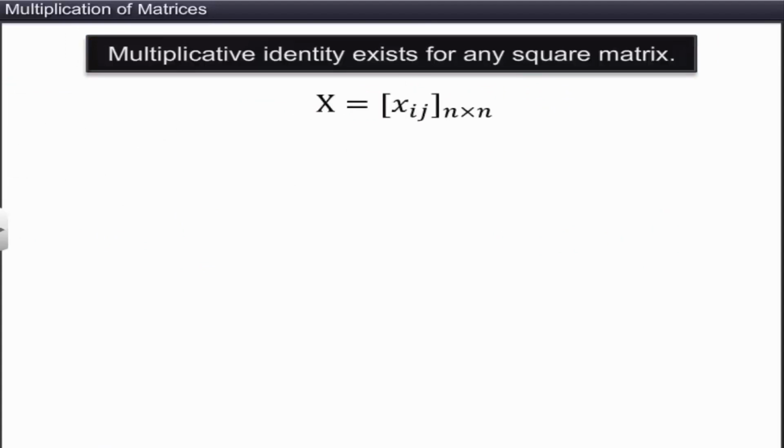Multiplicative identity exists for any square matrix. If X is a square matrix, there exists an identity matrix I of similar order such that X multiplied by I is equal to I multiplied by X is equal to matrix X.